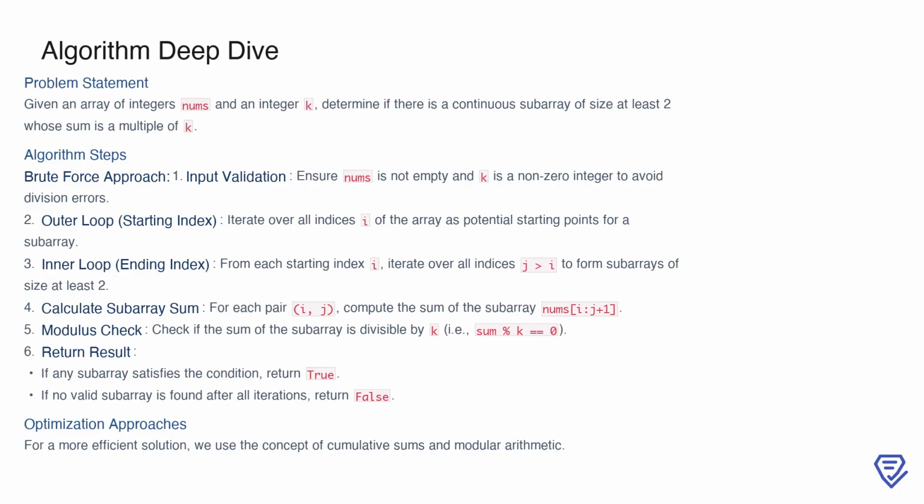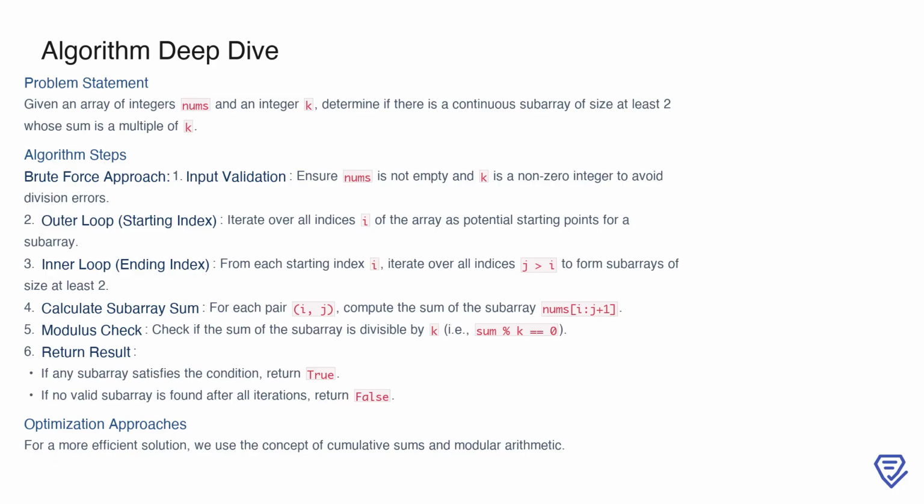Then, we iterate through all possible starting indices of subarrays using an outer loop. For each starting index, an inner loop generates all possible subarrays of size at least 2 by iterating through the ending indices. For each subarray, we calculate the sum and check whether it is divisible by k. If any subarray satisfies this condition, we return true. Otherwise, after all iterations, we return false. While this approach is straightforward, it is computationally expensive, with a time complexity of O(n squared).